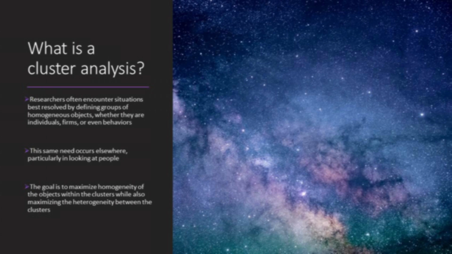Now, researchers often encounter situations best resolved by defining groups of homogeneous objects, whether they are individuals or firms or behaviors. So again, I used people as an example, but typically we're looking to group things. Those of you who may have a science background, a biology background, you may think about taxonomies, and in fact, you would be right. We are thinking about ways in which to group and cluster. How do we group firm behavior? How do we group people behavior? We're able to do this through cluster analysis.